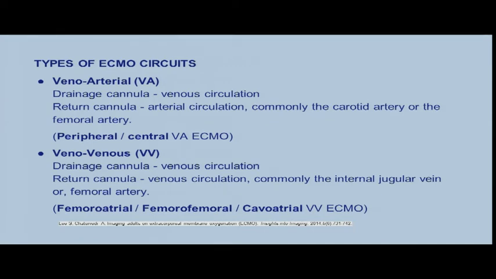Now for the other one, we have the veno-venous. Like I said, that means the drainage cannula is going to be in the venous circulation, and the return cannula is also going to be in the venous circulation. And the sites that are commonly used here are the internal jugular vein, usually the right, and the femoral vein.